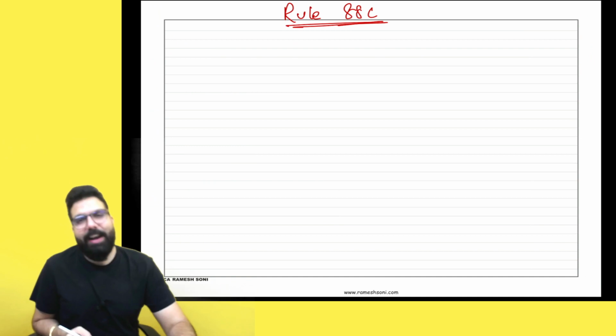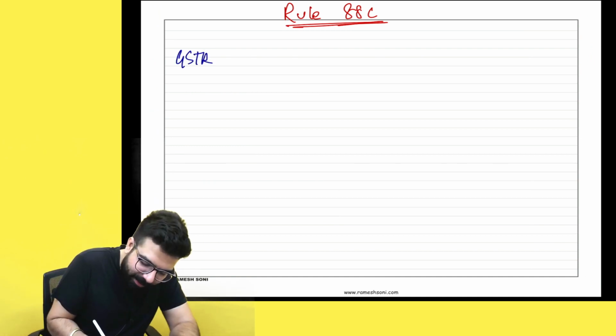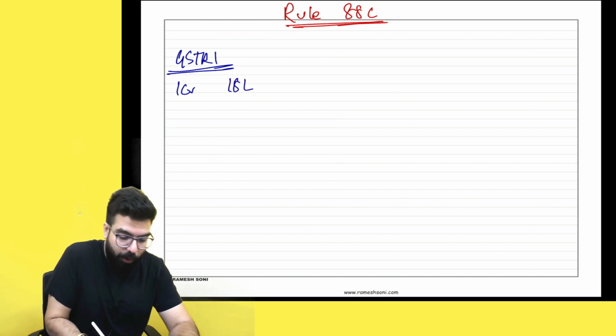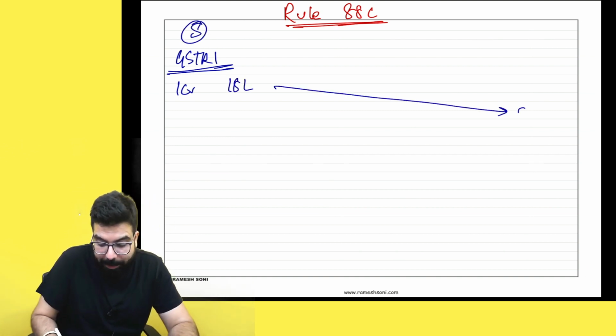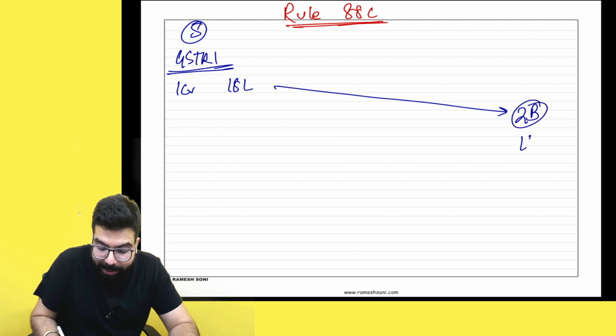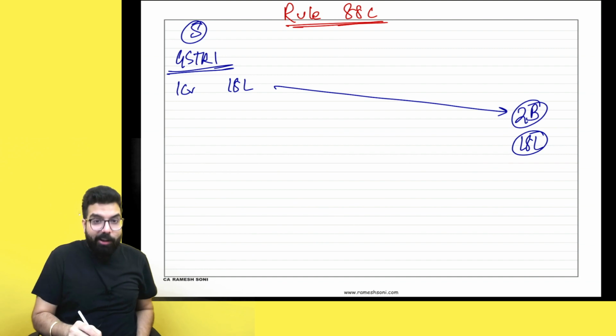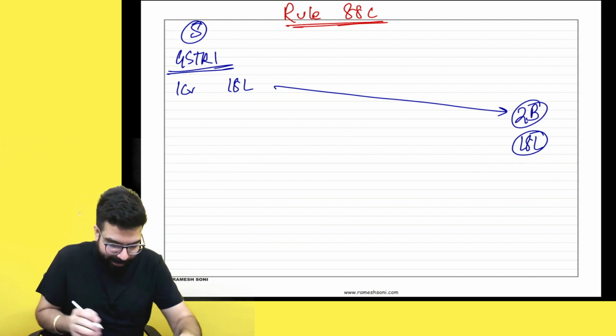You filed your GSTR1. In GSTR1, you showed 1 crore rupees of sale and 18 lakh rupees of GST payable. You are a supplier. It went to the recipient's GSTR2B. 18 lakh rupees of credit went to him. He is enjoying comfortably. Okay? You are one very bad boy or bad girl.